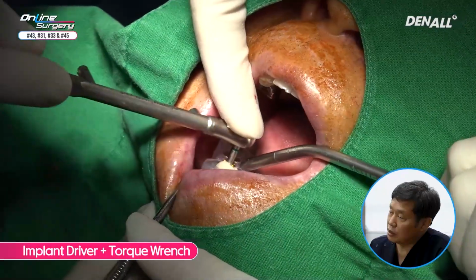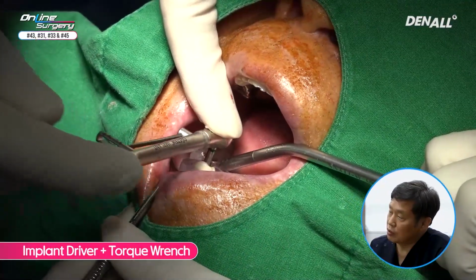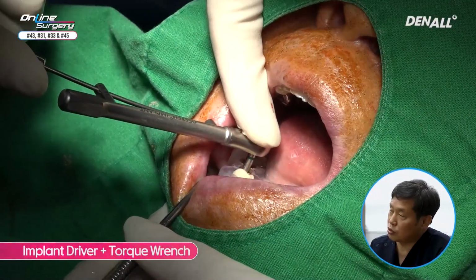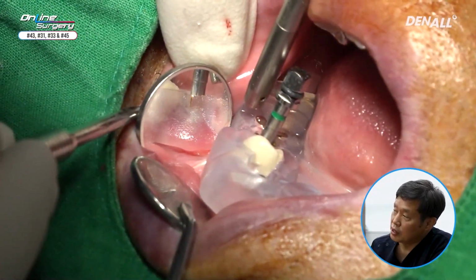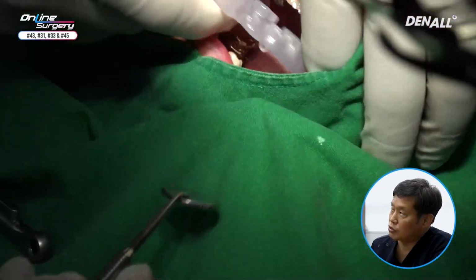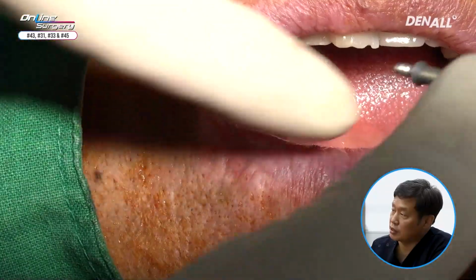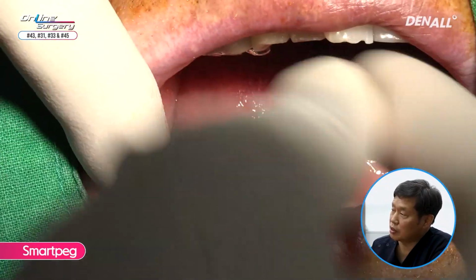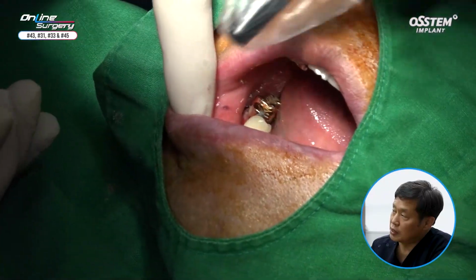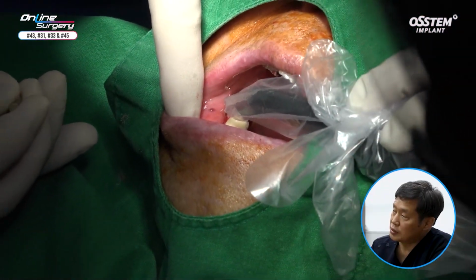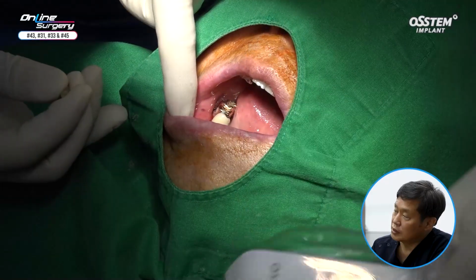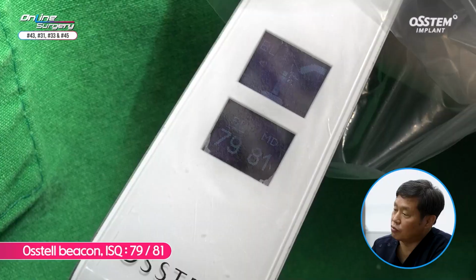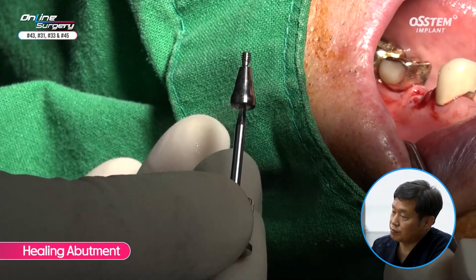After that, hand wrench and implant driver was used to place the implant in its final position. The initial torque was about 30 newtons. It's not really visible, but it's in line with the yellow. Hex positioning and depth control was done. Smart peg was used to measure ISQ value. 79.81, comparatively it's favorable considering its extraction socket.